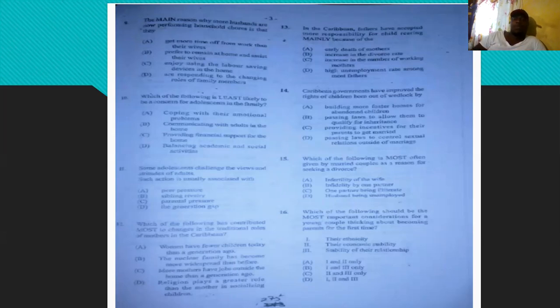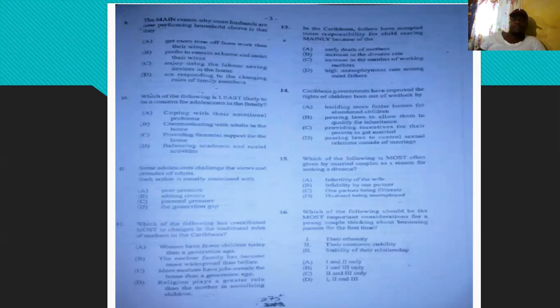Number 15, which of the following is most often given by married couples as a reason for seeking a divorce? Is it A, infertility of the wife, B, infidelity by one partner, C, one partner being illiterate, or D, husband being unemployed? That's pretty easy. So we know that it's B, infidelity of one partner. So one partner going out and cheating.